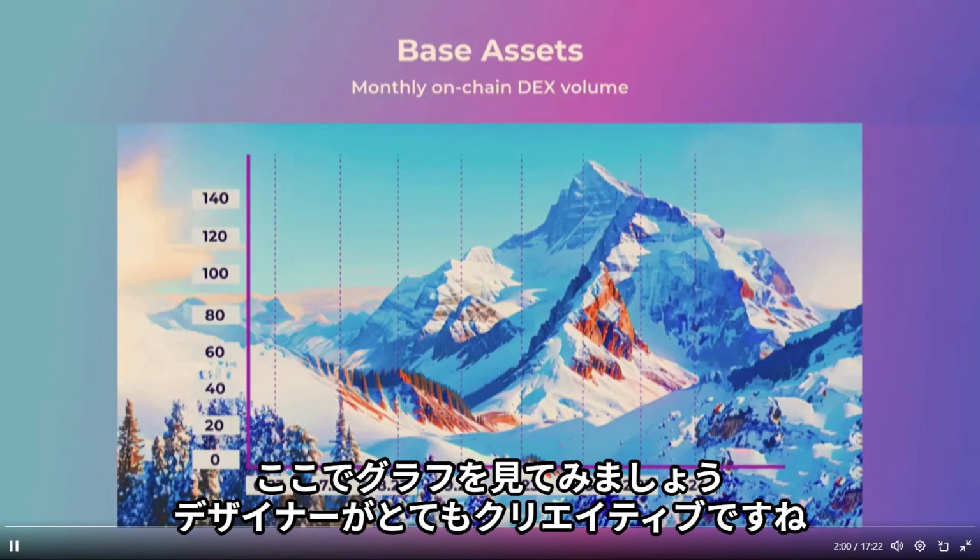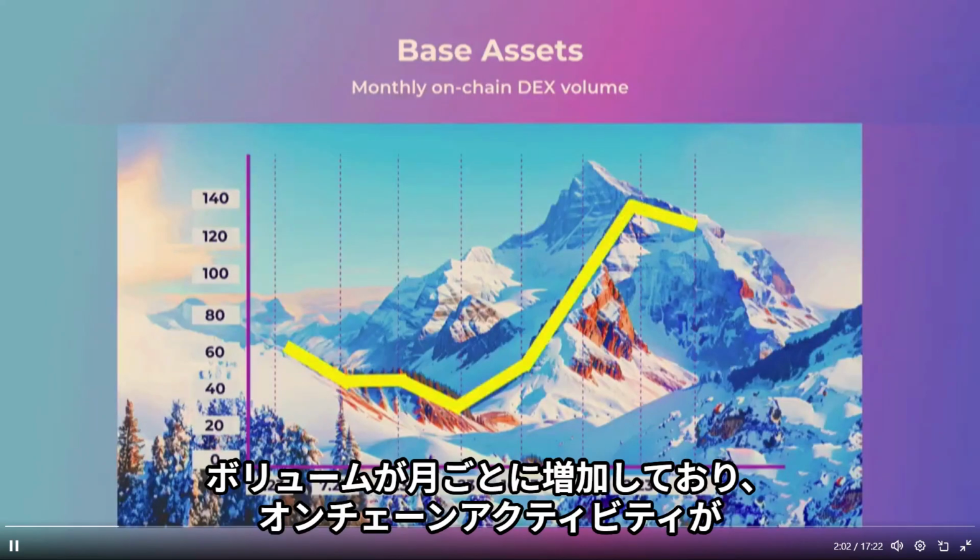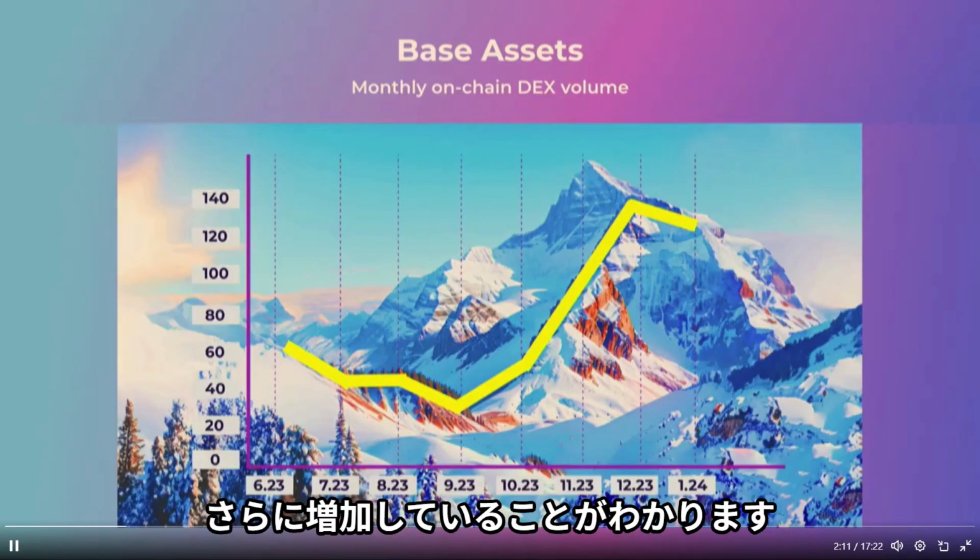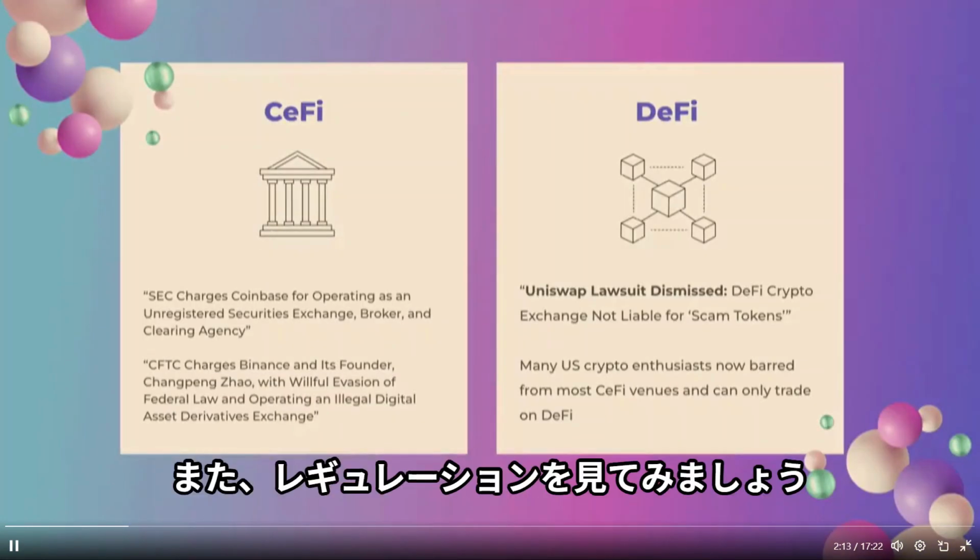This is supposed to be a graph. Our designer here was very creative, but this is a graph. So essentially, we do see growth month to month in DEX volume, and we do see a lot more on-chain activity. Also, in looking at regulation, we have seen, obviously, the crackdown on CeFi.